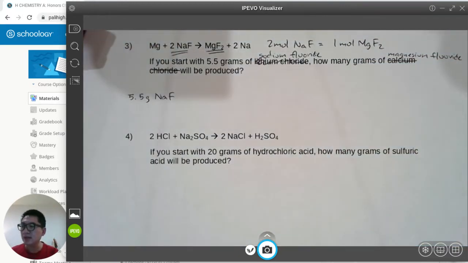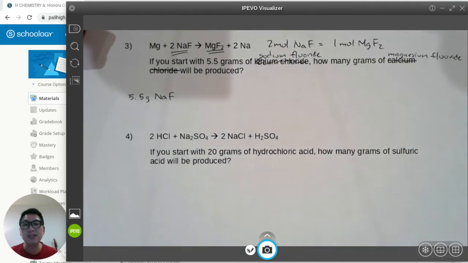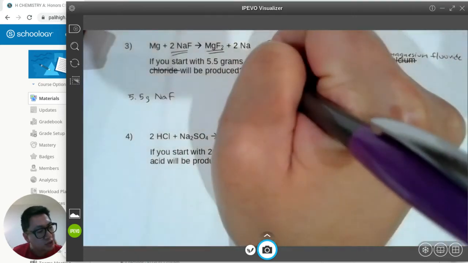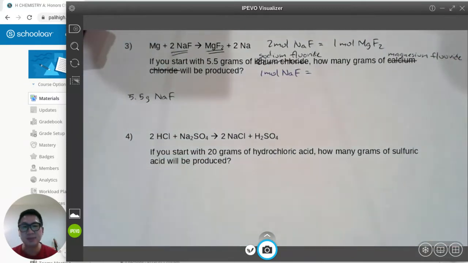The first thing is I'm given grams. All I know are moles to moles. First step is change my grams to moles. To change grams to moles or moles to grams, you first always need to find the molar mass. How much does 1 mole of the substance, in this case sodium fluoride, weigh in grams?